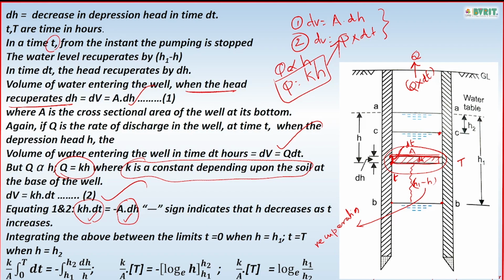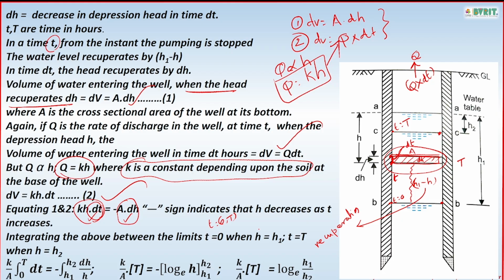Now the integration. What are the limits? There are two variables here. For time, this is the starting point, time is equal to 0, and what is the end point here? T is equal to capital T. So the limits for t are 0 to T. This is the time. Similarly, what are the head limits?